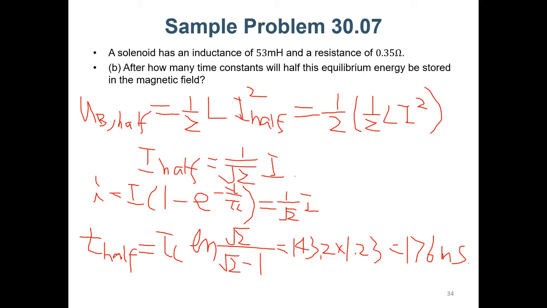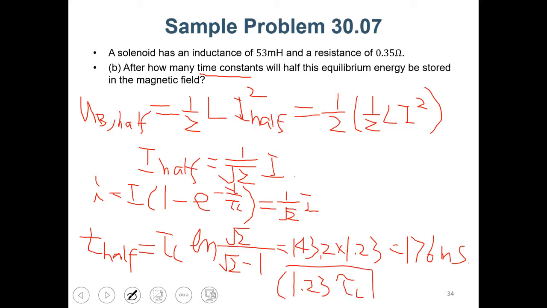Or actually, it asks you how many time constants. Actually, it is 1.23 tau L. That should be a more suitable answer.